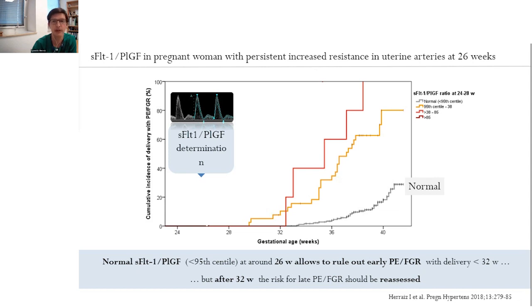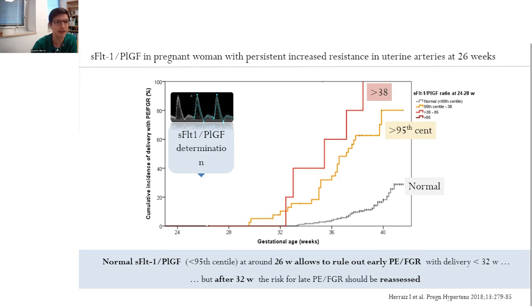However, when they had the ratio above the 95th percentile, that is a ratio of about 10, some of them start to develop preeclampsia or fetal growth restriction, especially after 30 weeks. And when we cross the cutoff of 38, most of them, or practically all of them, developed preeclampsia or fetal growth restriction.